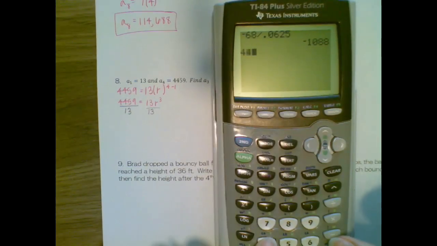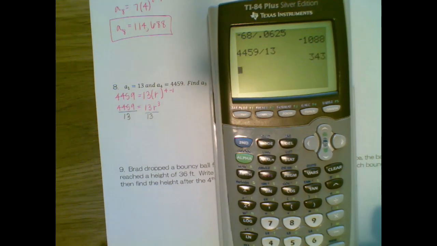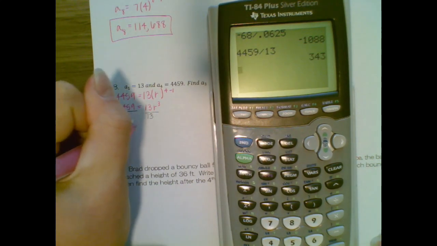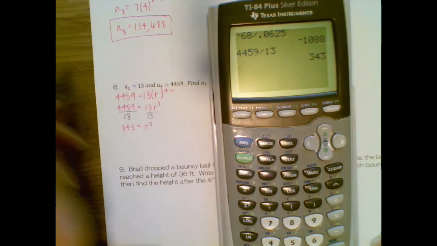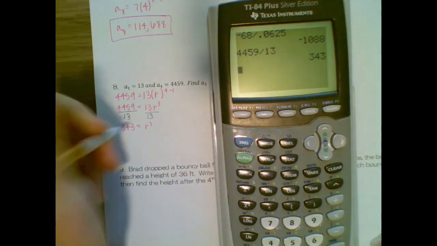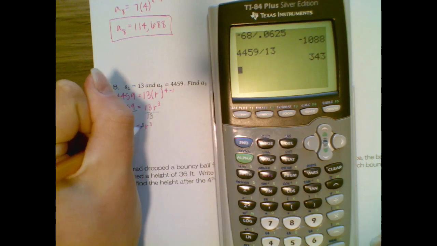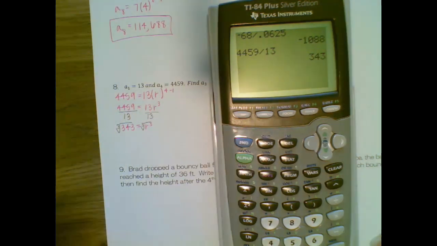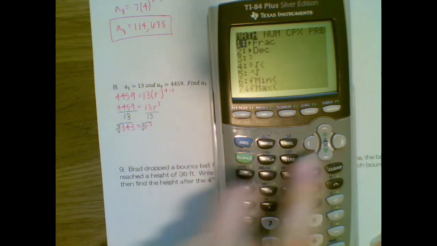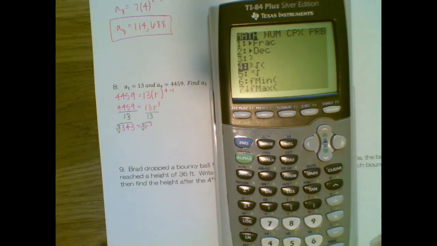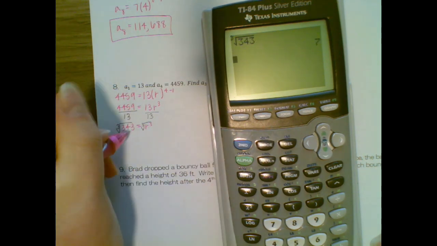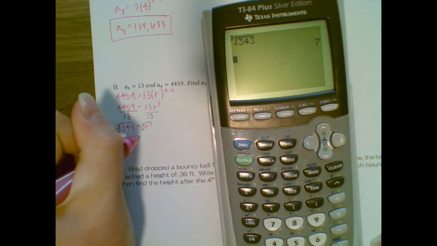So 4,459 divided by 13, sorry, 343, equals r to the third power. And then remember, to get rid of something that's being cubed, we're going to take the cube root. We did this a while ago. So in your calculator, you can hit math. It's option number 4. 3, 4, 3. So I got r equals 7.